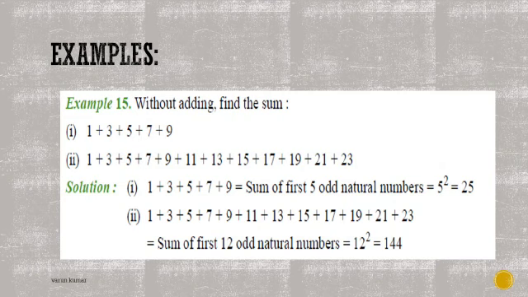Similarly, next question: 1 plus 3 plus 5 plus 7 plus 9 plus 11 plus 13 plus 15 plus 17 plus 19 plus 21 plus 23. There are 12 odd numbers in the series. So the sum equals 12 square, which equals 144.